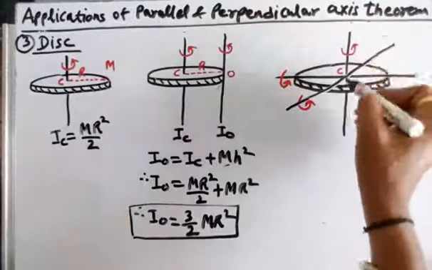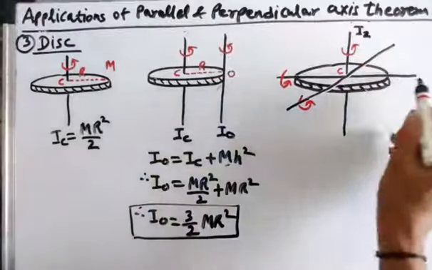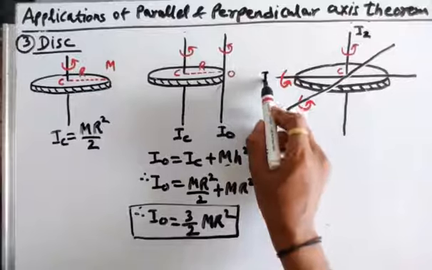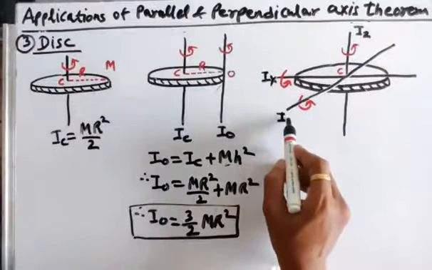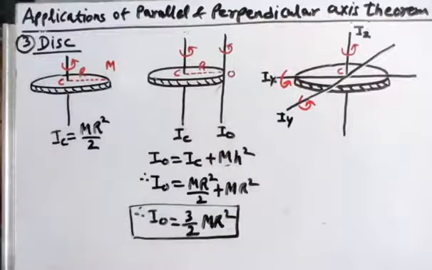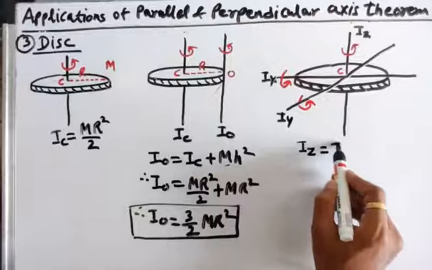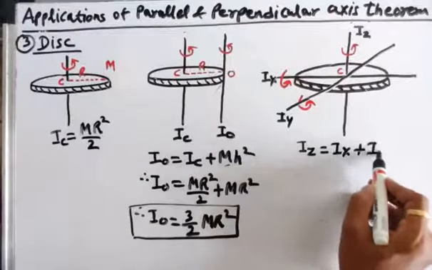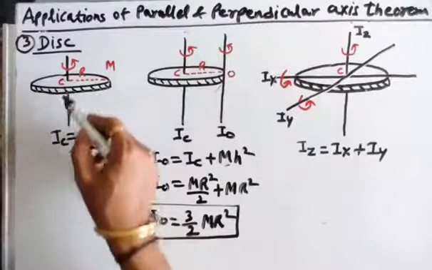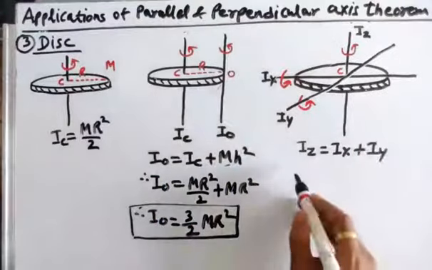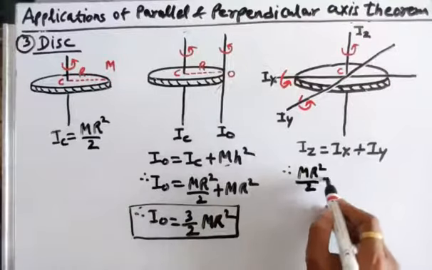Therefore we can say moment of inertia about this z axis is Iz, moment of inertia about this x axis is Ix, moment of inertia about this y axis is Iy. So by using the perpendicular axis theorem we can write Iz is equal to Ix plus Iy. Now Iz about this axis we already know, the moment of inertia of this disk. Therefore we can write this is nothing but mr square upon 2.